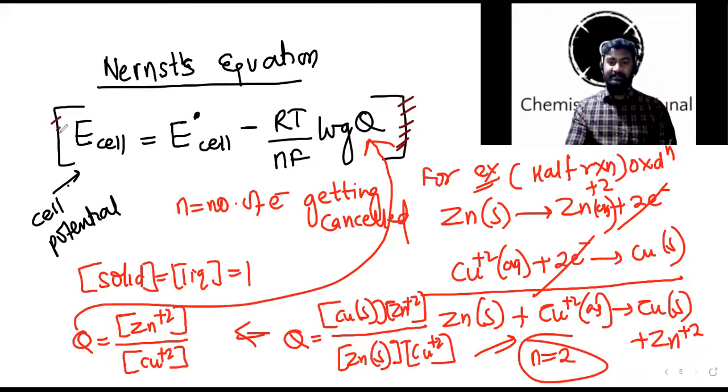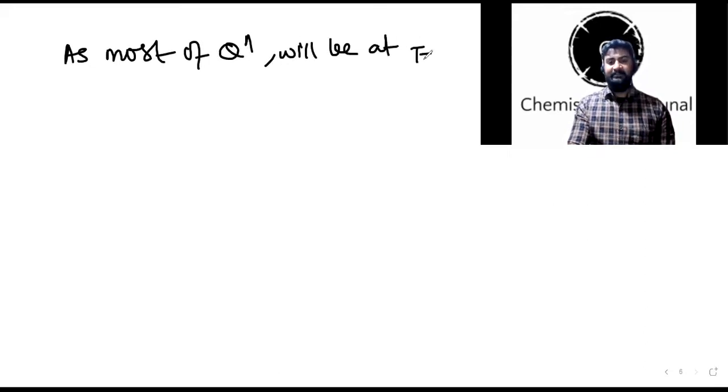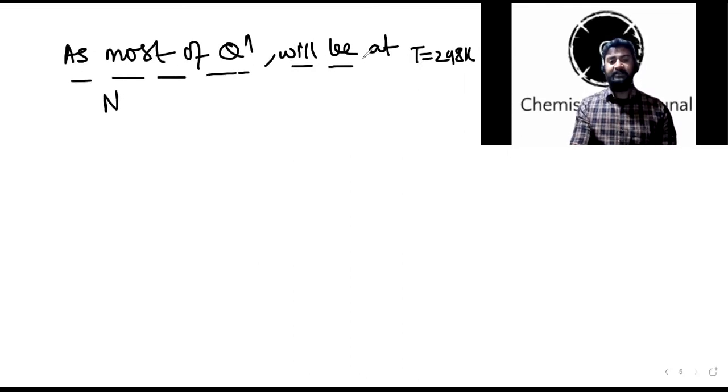But do we use this for numericals? Not really. For numericals, this is the formula I will be using. Now, most of the questions that you get in exam will be at 298 Kelvin. Okay, don't worry. Every time it will be 298 Kelvin. You can be rest assured about that. Then Nernst equation gets modified. We have a new Nernst equation.